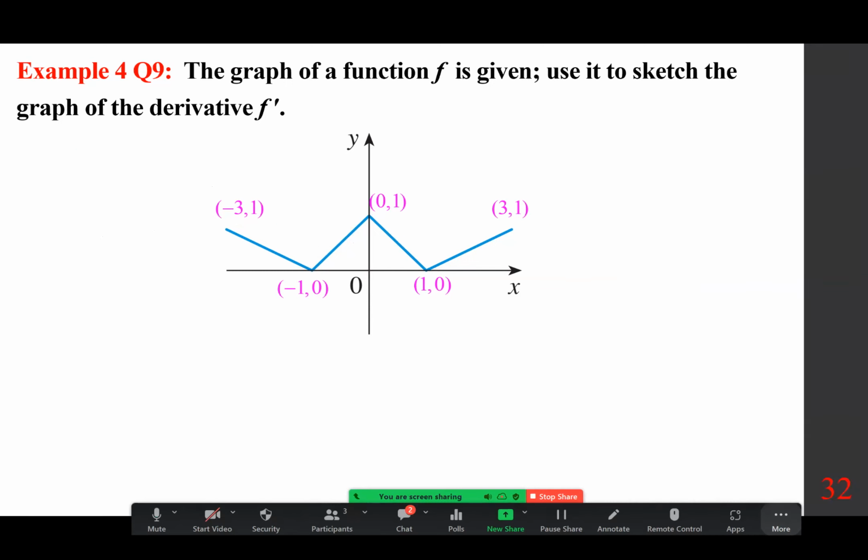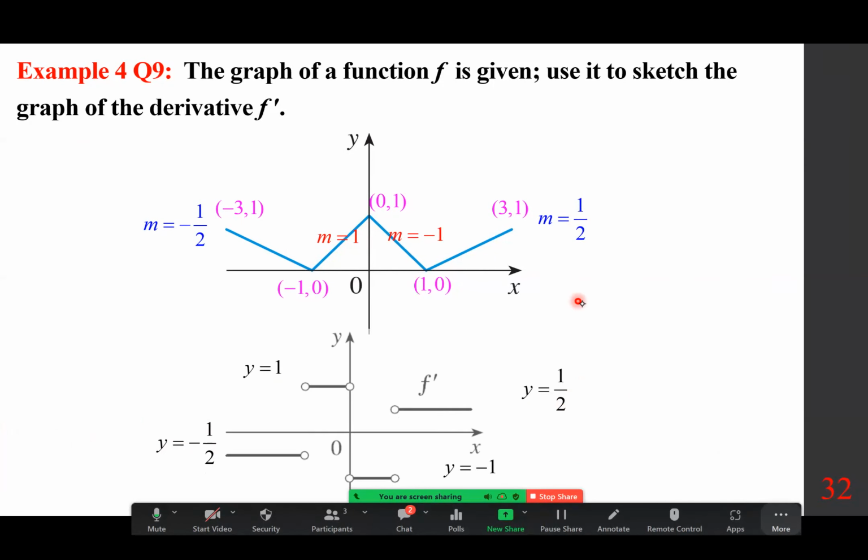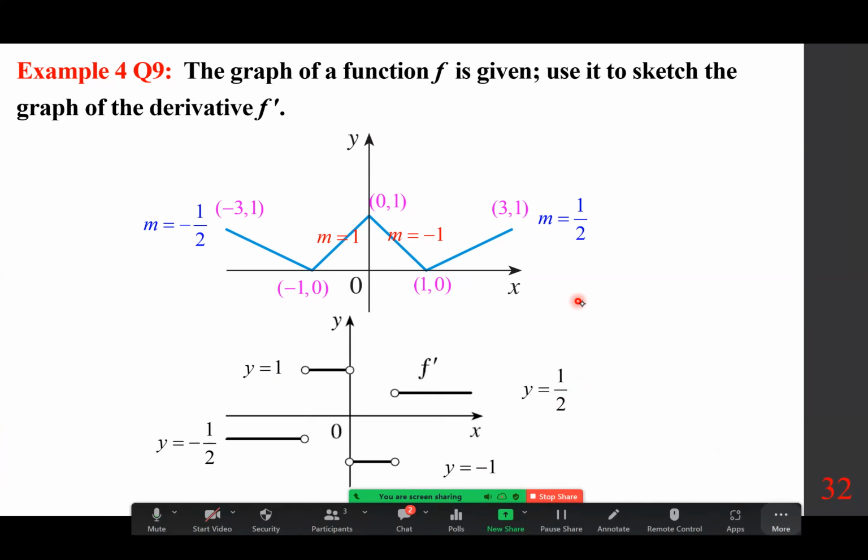And so we have the slopes. So y equals -1/2, for example, that would be a horizontal line going indefinitely if we had a line here. Since it stops here, right here we have a hole. y equals 1, y equals 1/2, y equals -1, and we have 4 line segments.